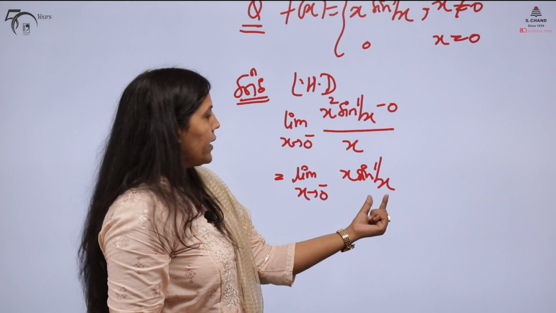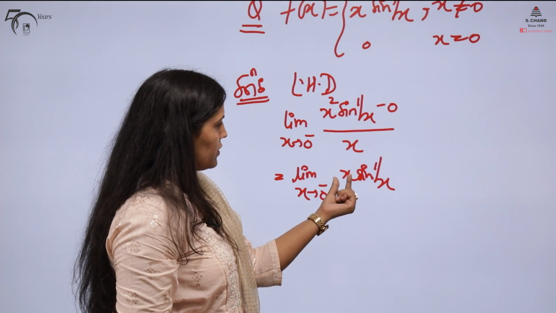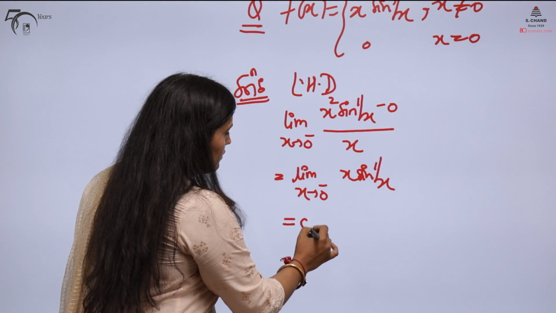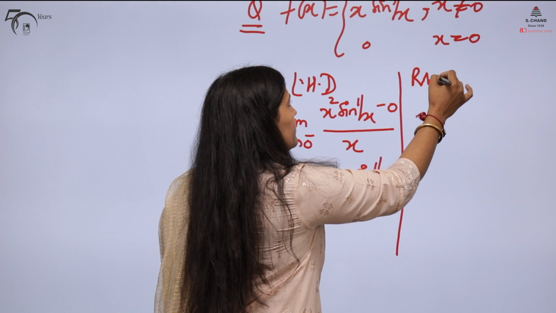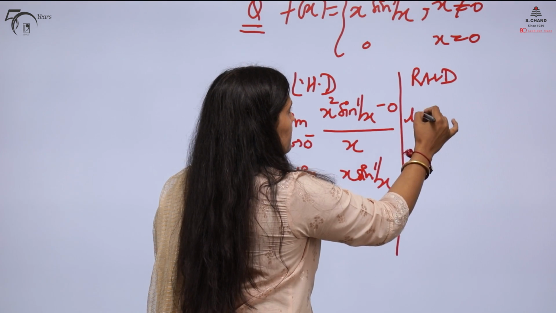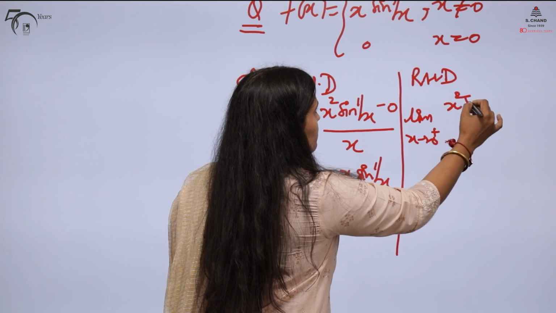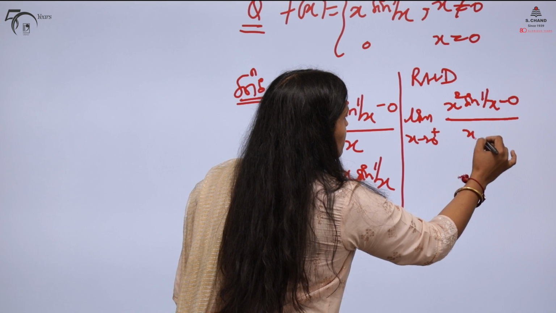Again I am telling you, sine 1 by x is a bounded function, and x is 0. So 0 multiplied by any finite value will give you 0. So this is done. Now the right hand limit, x tending to 0 plus, x square sine 1 by x, is again 0 because f(0) is 0.